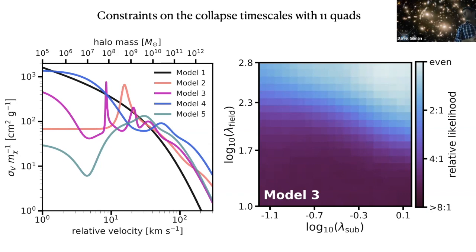So it's very unlikely to be one of these dissipative self-interaction models, and it's very unlikely to have an extremely high cross-section amplitude at low speeds if dark matter has self-interactions.